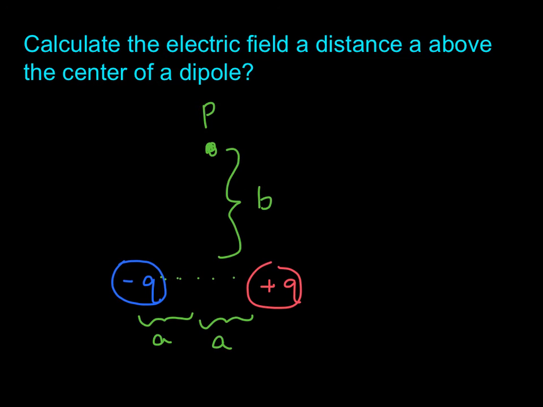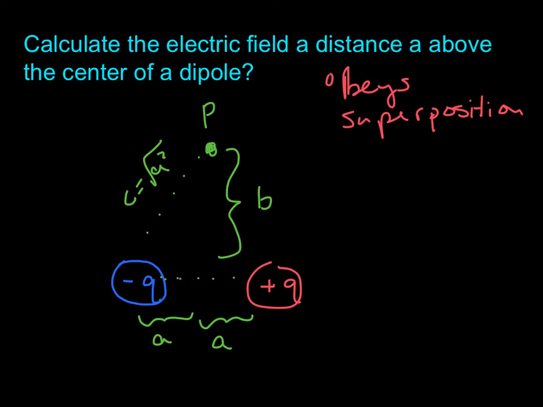So let's say that we're in the center of a dipole, and a dipole just has 2 equal charges separated by some distance. Now it is a vector. It also obeys superposition, which means when you have more than one, you just add the effects. So again, we have to use the distance here. This distance, I'm going to call this C, which equals the square root of a squared plus b squared, from our good old buddy the Pythagorean theorem. This distance is also C.